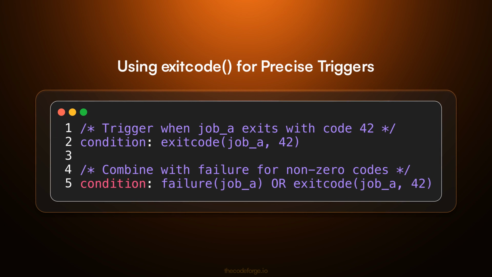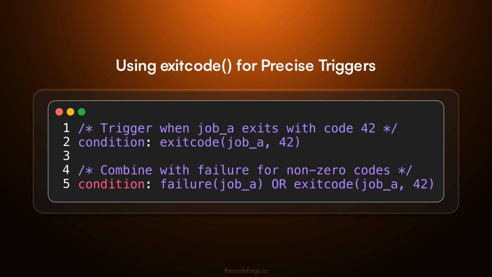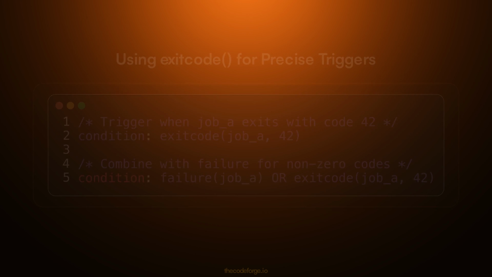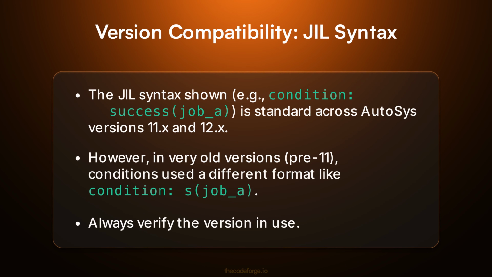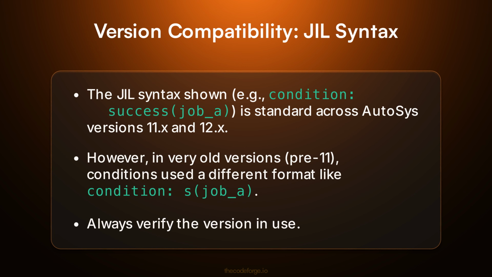The article mentions exitcode in passing but doesn't show its syntax. Use exitcode, job N, to trigger on a specific exit code, which is critical for workflows where different exit codes indicate different outcomes. The JIL syntax shown, e.g., condition: success, job A, is standard across AutoSys versions 11.x and 12.x. However, in very old versions pre-11, conditions used a different format like condition: S, job A. Always verify the version in use.